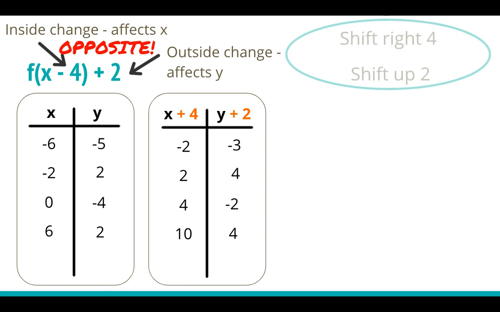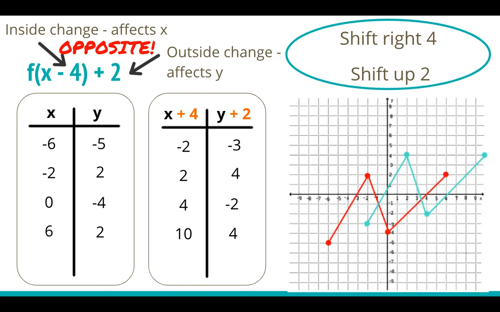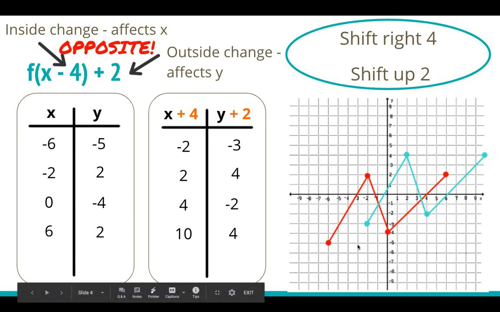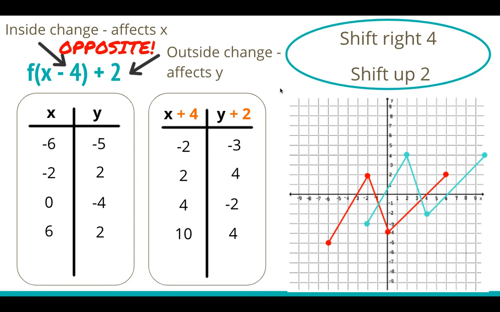This is a shift right 4 units and a shift up 2 units. Inside's opposite, outside's the same. And here's the graph. Notice how our graph is the same size and shape. It's just shifted right and up. And if you go from one point to the next, we see it's shifted right 4. So if we take here, 1, 2, 3, 4, and up 2, 1, 2. And that'll be true for every point on this graph, from the red to the blue.